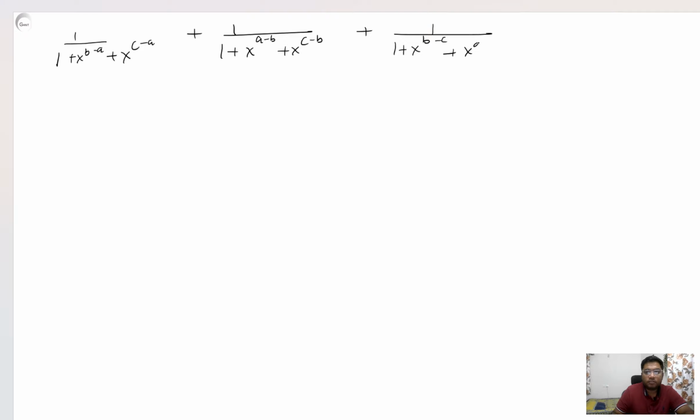So the next question I want to talk about is, let me write the question first. It says 1 over 1 plus x to the power b minus a plus x to the power c minus a, then plus 1 over 1 plus x to the power a minus b plus x to the power c minus b, plus 1 over 1 plus x to the power b minus c and x to the power a minus c.